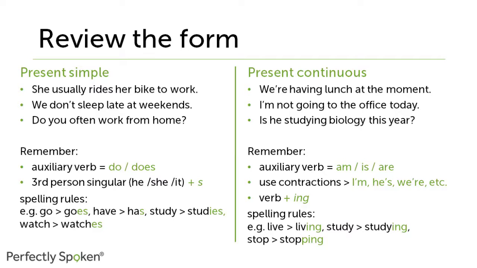And then the verb is in the ing form. So you'll see the difference that the verb in the present simple is in the infinitive or with an S in the third person singular, whereas here in the present continuous, we use the verb in the ing form. And there are some spelling rules attached to that as well. So live ends in an E, so we take off the E and we write living. Study ends in a Y. We maintain the Y, studying.